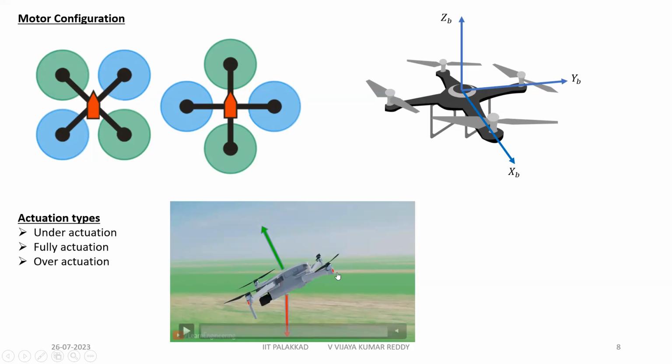That means I have four propellers, but I can't arrange those four propellers so that I can achieve all six directions independently. So that we call under actuation. Okay.